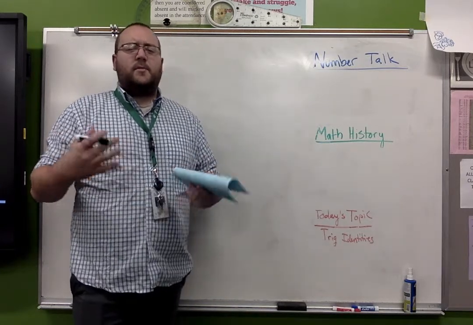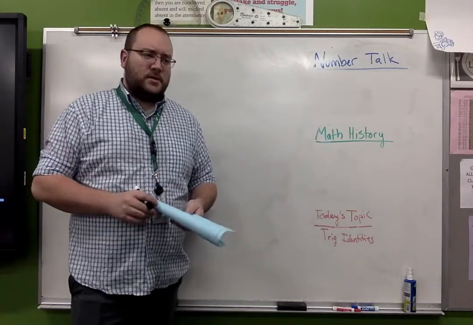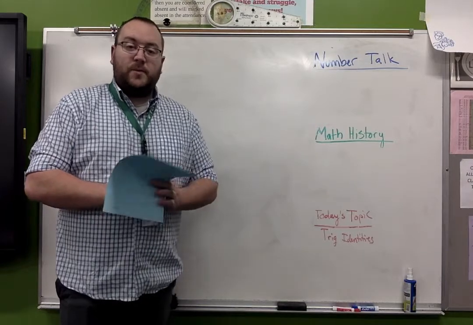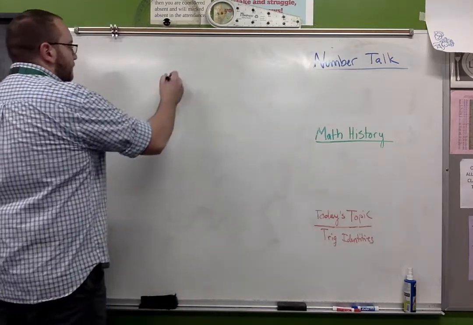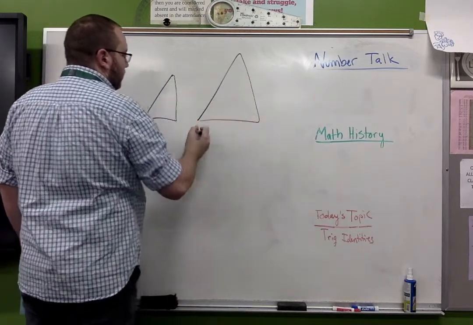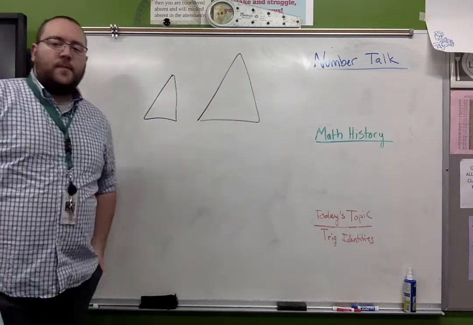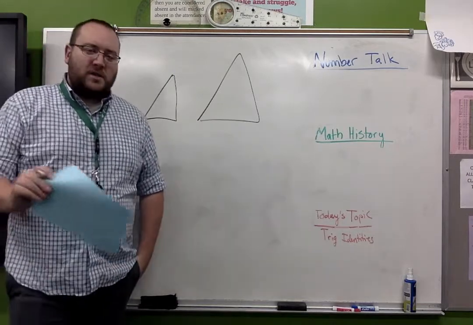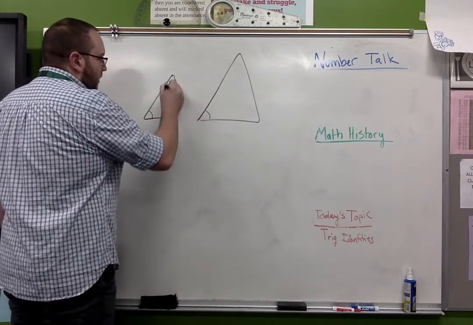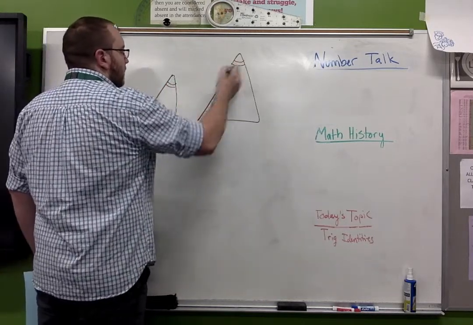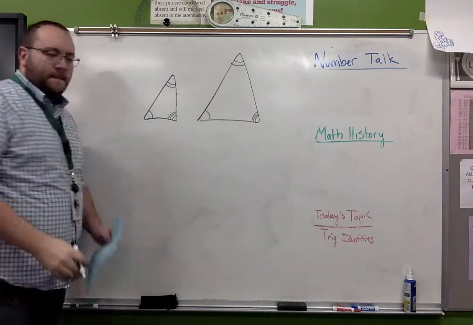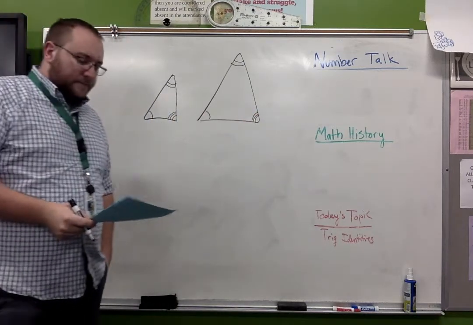In my opinion, similarity is a little bit more useful in real life situations. The definition of similarity is when two figures are the same shape. So for example, a triangle and a triangle. Same shape, and all their corresponding angles are congruent. This angle is congruent to this one. This angle is congruent to this one. This angle is congruent to this one.